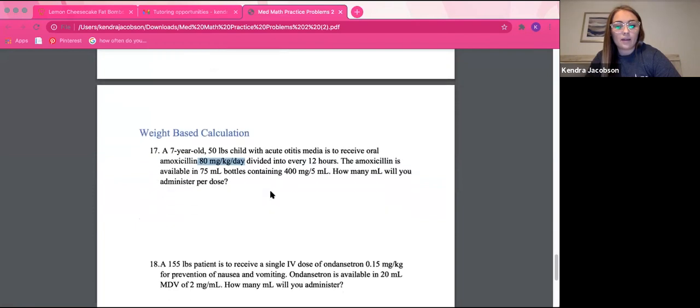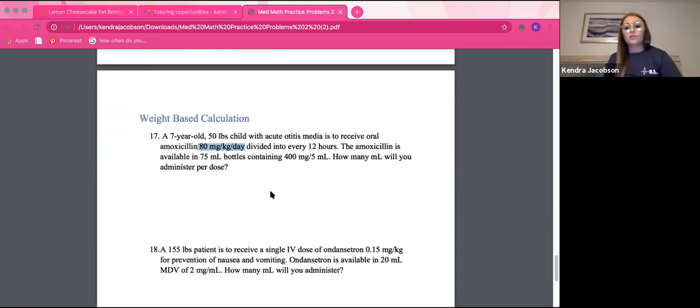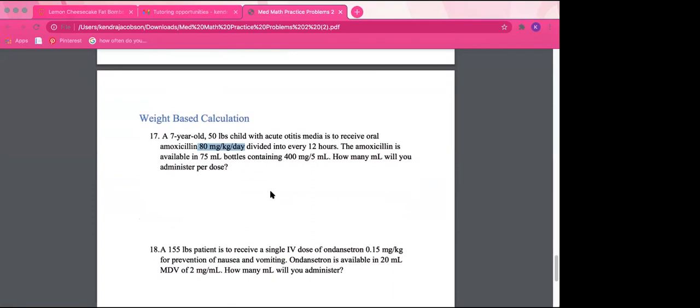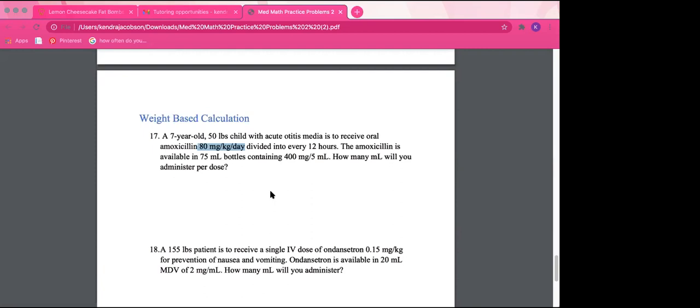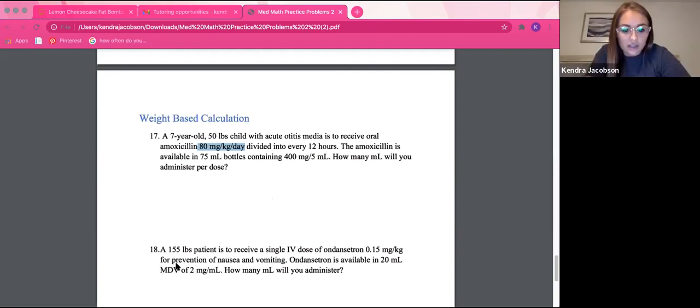Perfect. All right, I'm gonna have you guys try to help me walk through this one, okay? A 155-pound patient is to receive a single IV dose of some medication that you'll learn about. I want to say that's a psychiatric med. I could be completely wrong. No, that's not a psychiatric med. It's some kind of medication. That's all we know. And it's going to be 0.5 milligrams per kilogram, which is for prevention of nausea and vomiting. So I was wrong.